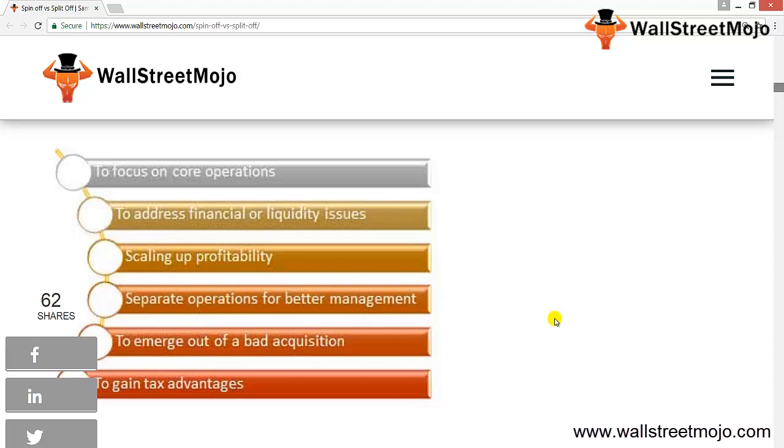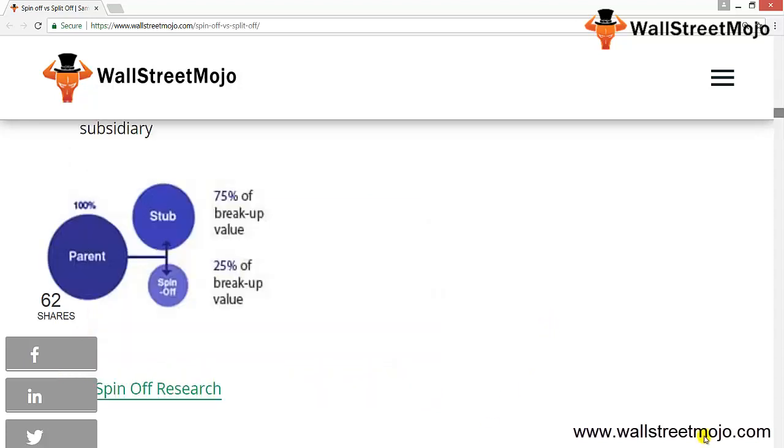So there is 100% parent, and there's a stub breakup of 75% and 25%. I'll show you that. As you can see, there is a breakup of 75% of the breakup value and 25% of the breakup value, the spin-off and stub. So once the subsidiaries are freed from the control of the parent company, one can see fresh streaks of entrepreneurship at play. The independent new company usually operates with more accountability and responsibility.